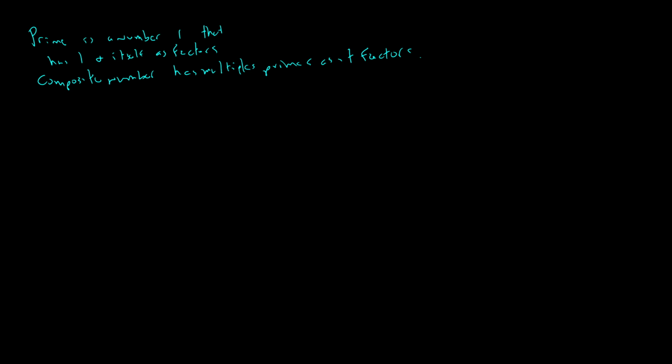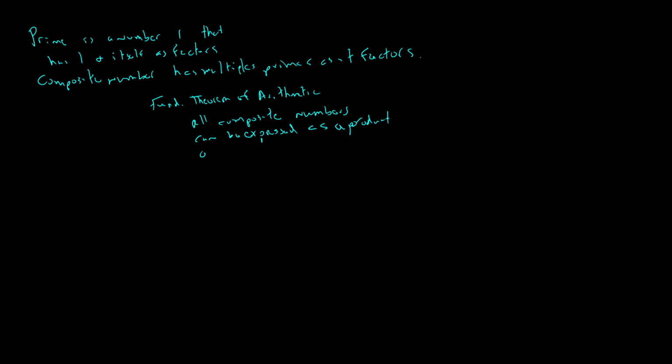And the fundamental theorem of arithmetic says that every composite number can be expressed as a product of primes in only one way. So the fundamental theorem of arithmetic is all composite numbers can be expressed as a product of primes in a unique way.